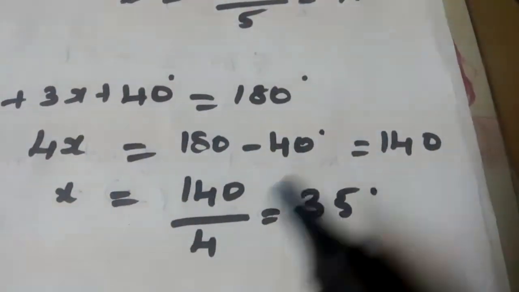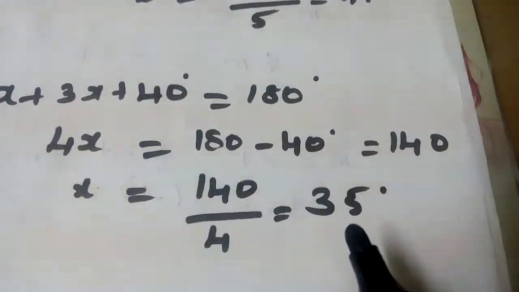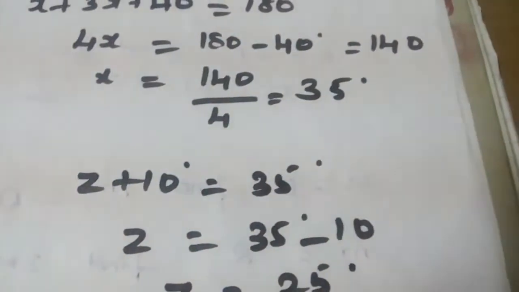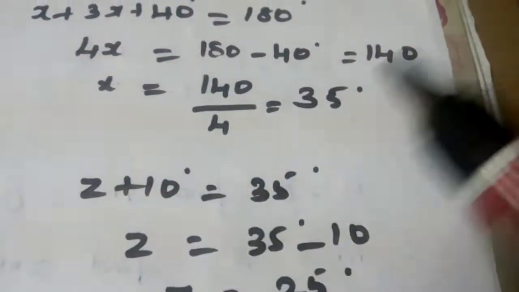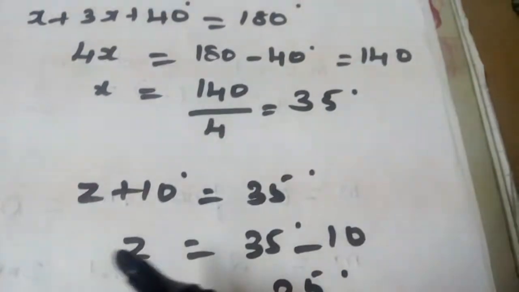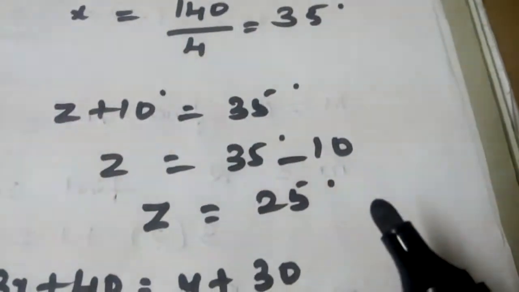And what is the value of x? 140 by 4, because 4x is there. So you will be getting the value as 35 degrees. Is it clear? We got only the value of x. Then we should get the value of z and y. We know that z plus 10 degrees is equal to 35 from the picture. So z plus 10 is equal to 35. Therefore z is equal to 25 degrees, since 10 goes to that side.